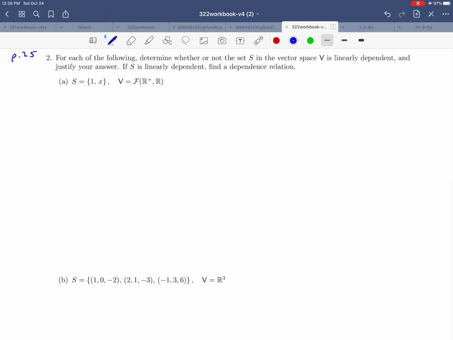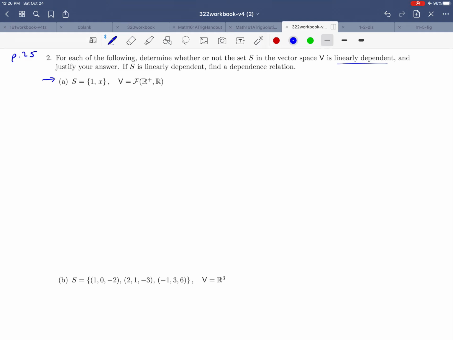So they'd like us, for each of the following, to determine whether or not the set S in the vector space V is linearly dependent and justify our answer. And then if it is linearly dependent, could we find a dependence relation? Okay, so in this video we're going to just be looking at part A here.